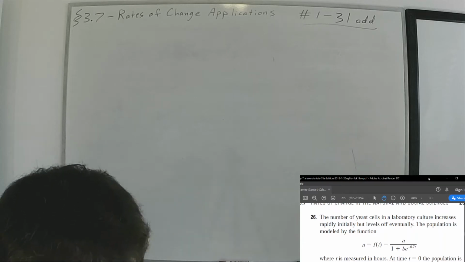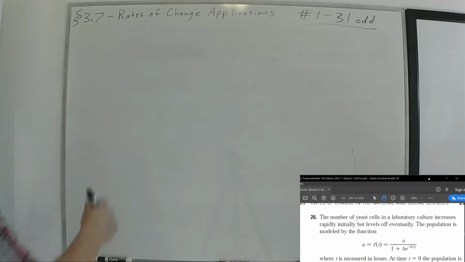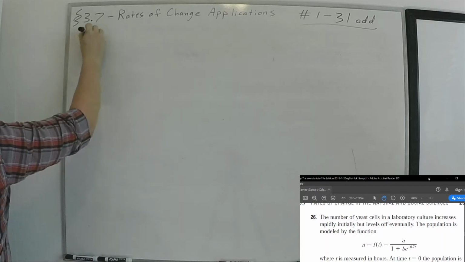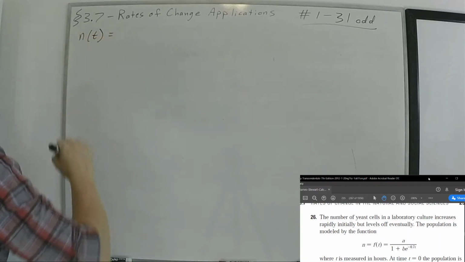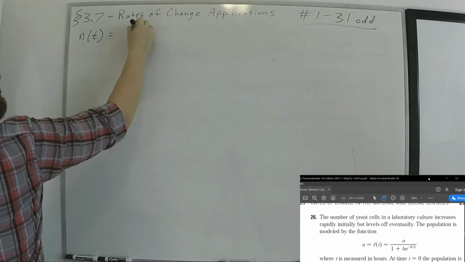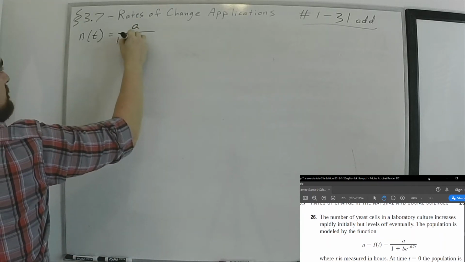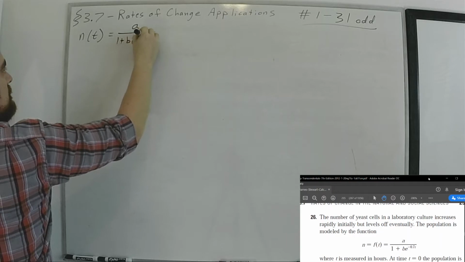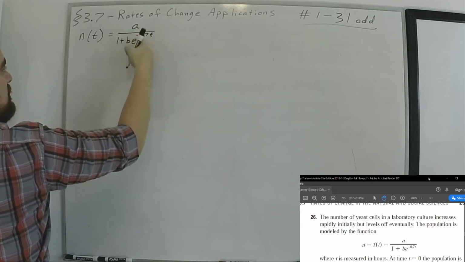So first, let's go ahead and take this model. I'm just going to rewrite it up here, so we're going to see it while we work with it. And it is A over 1 plus B e to the negative 0.7 t. So you can see our rate there.